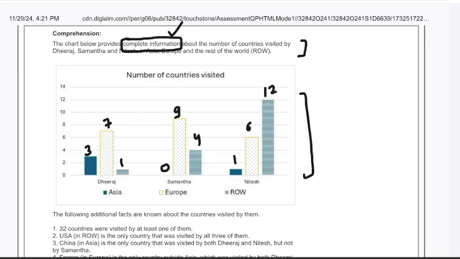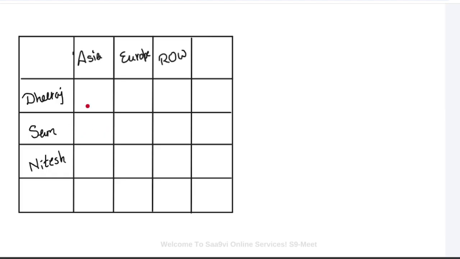So let's write this information there. For Asia, Dheeraj, we have 3. Samantha, we have 0. Nitesh, we have 1. Europe, for Dheeraj, we had 7. 9, Samantha. 6, Nitesh. And for Dheeraj, we have 1 in rest of the world. 4 for Samantha. And 12 we have for the USA, for Nitesh.